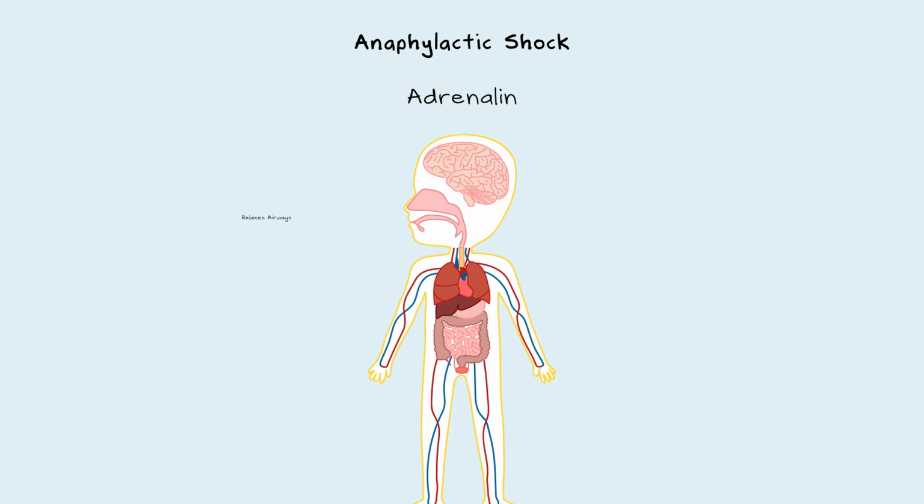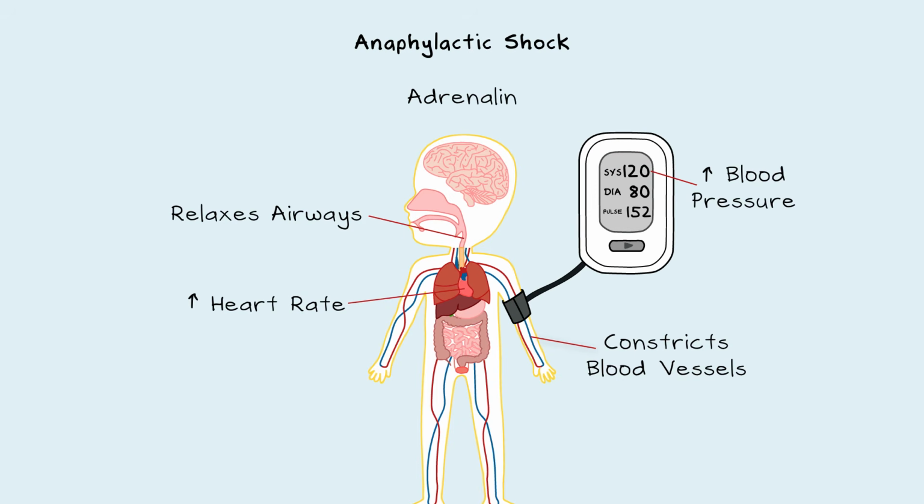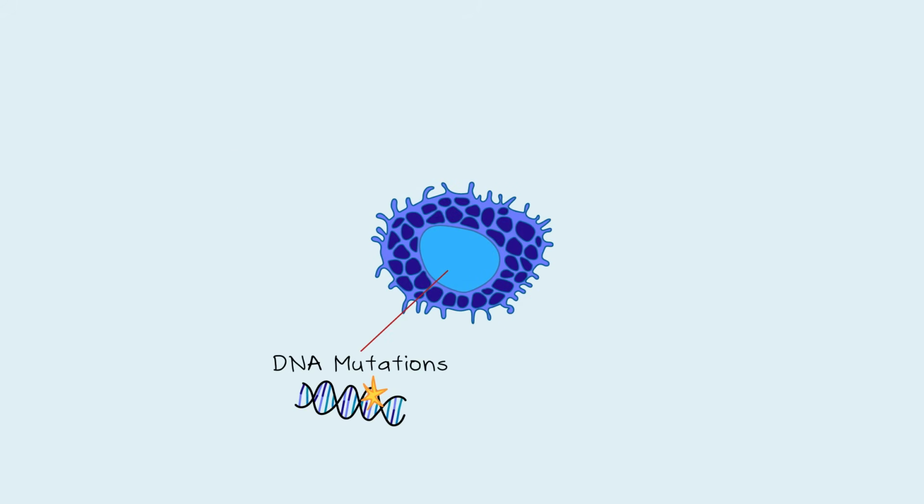Adrenaline relaxes the airways, constricts the blood vessels, and increases heart rate, all of which increase blood pressure. Adequate blood pressure will ensure continued oxygen supply to the organs, so adrenaline in the early stages of anaphylaxis is life-saving.